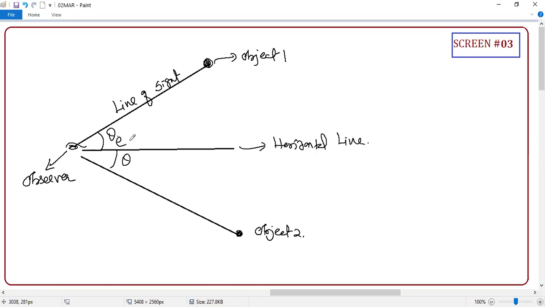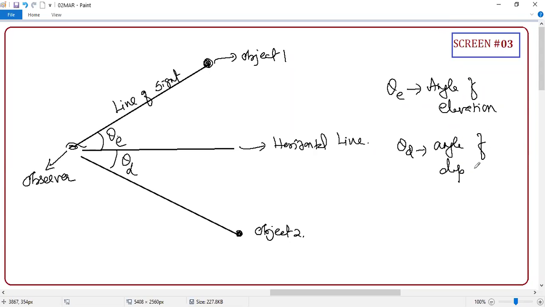This is called the angle of elevation. This is called the angle of depression. So what is theta E? Angle of elevation. And theta D is called the angle of depression. So now define that.